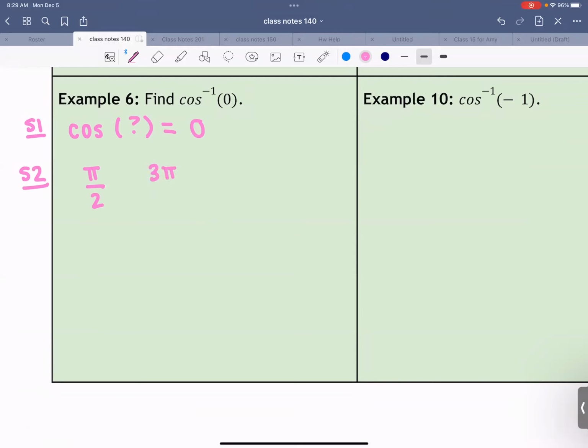3 pi over 2, right? So I found the 2 angles on the top and the bottom, 90 and 270 degrees. Okay, let's take a look here. Which one of these 2 angles is in quadrants 1 or 2?